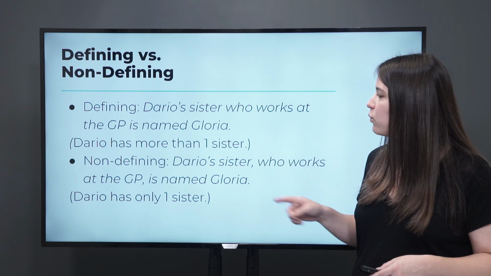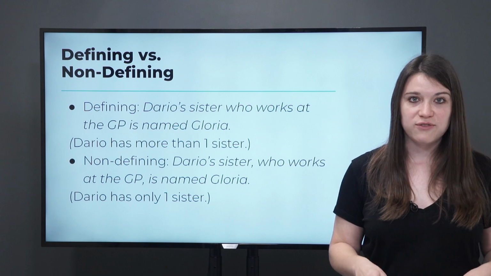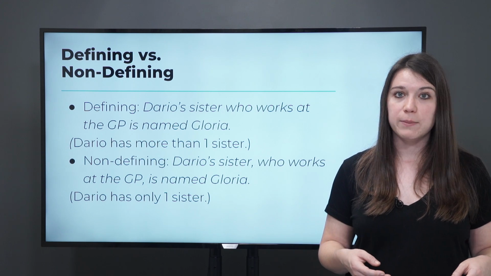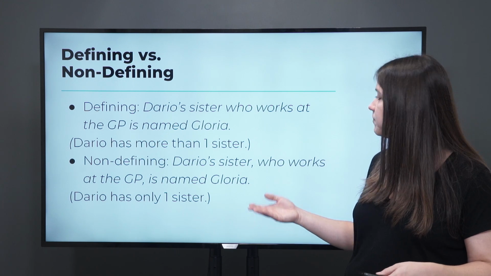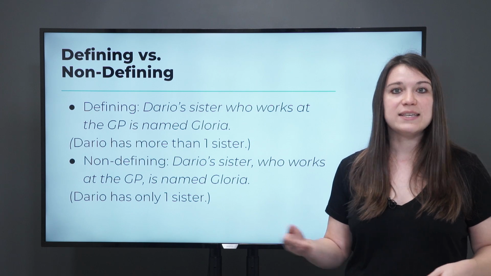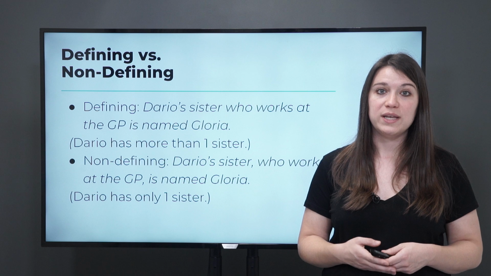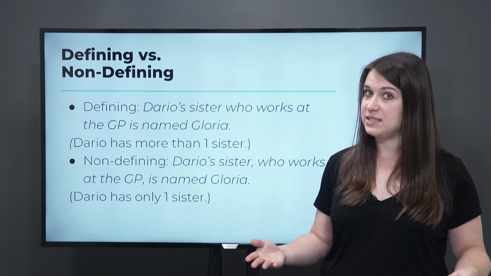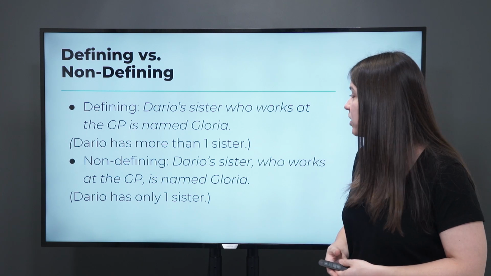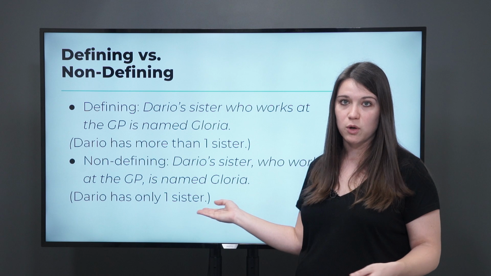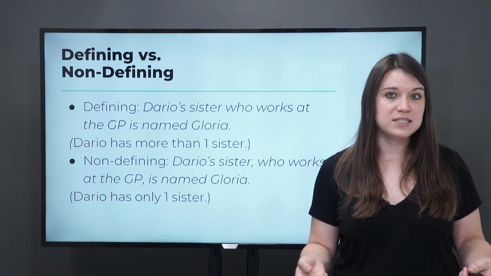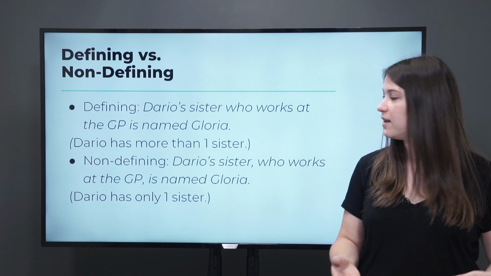The one who works at the GP. Okay? If we were using this as a non-defining clause, we could separate it with commas. We could say Dario's sister, who works at the GP, is named Gloria. So in this case, we assume that Dario only has one sister, and this sister's name is Gloria. So we could also say Dario's sister is named Gloria, and here we add the additional information that she works at the GP.